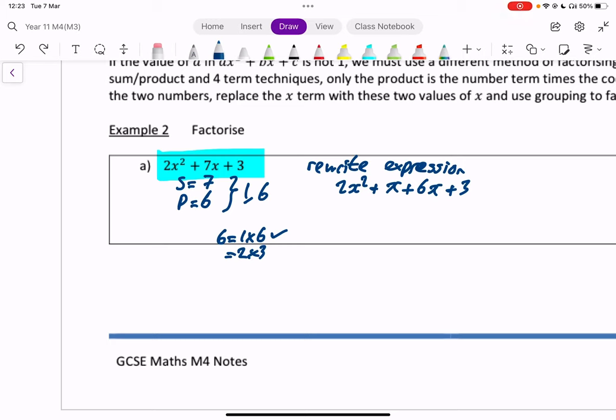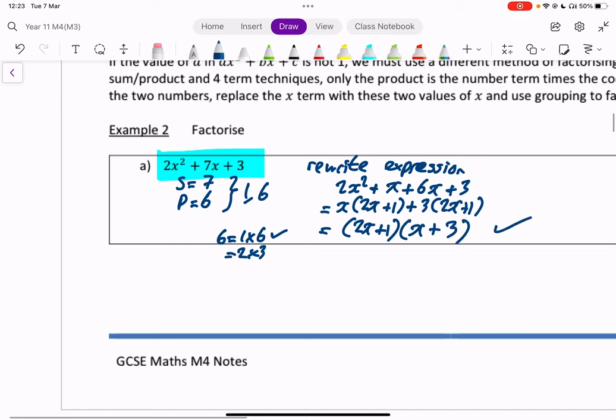Now we can factorize this. We can factorize the first two terms. You could pull an x outside a bracket, leaving you 2x plus 1. And then for the next two terms, you could pull out a 3, leaving you 2x plus 1. And then you've got the same common bracket. So we could write that as 2x plus 1, write down your common bracket, and then the one multiplying it is x plus 3, and that is us done.